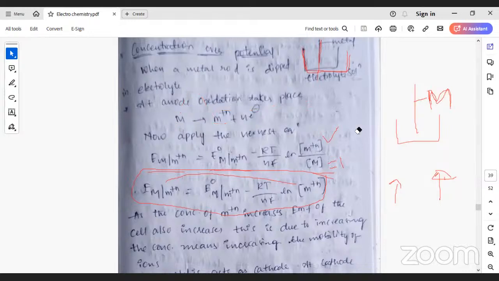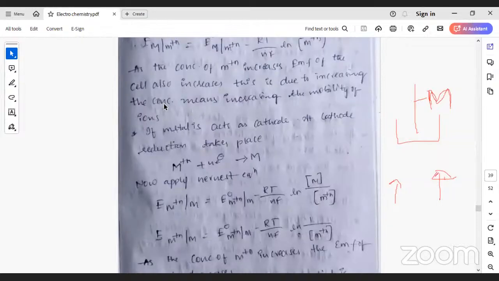So this is the overall equation. So as the concentration of M^n+ increases, the EMF of the cell also increases. This is due to increasing concentration, means increasing the mobility of the ions.